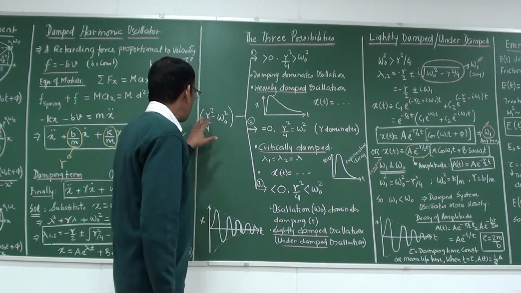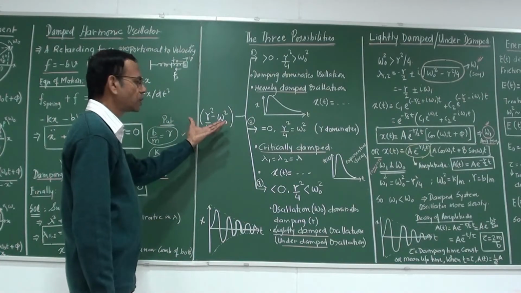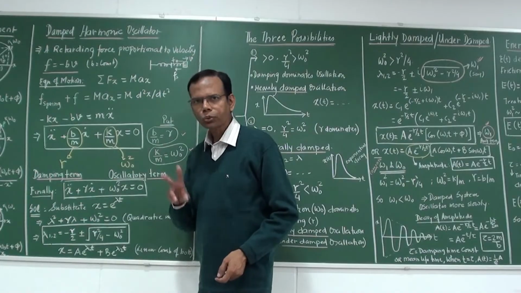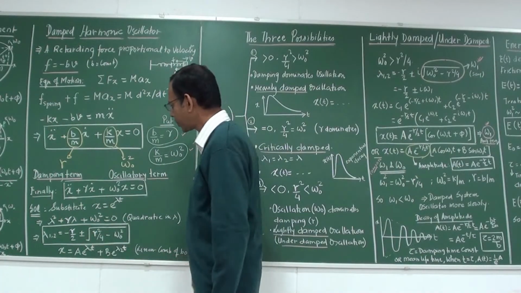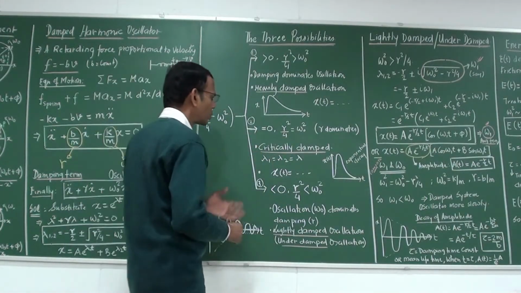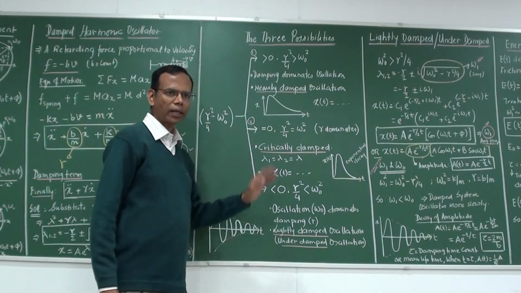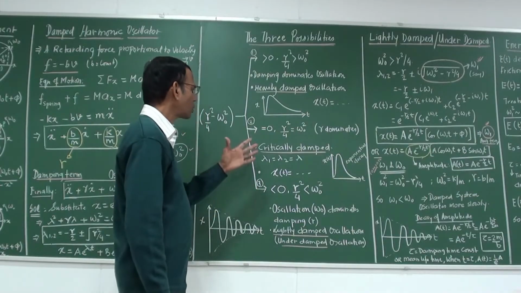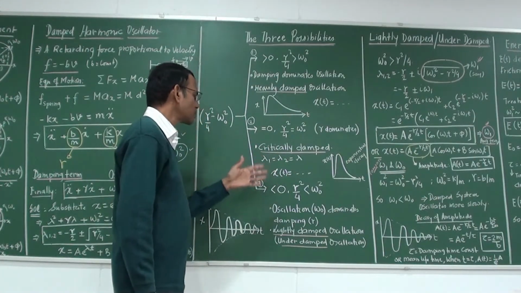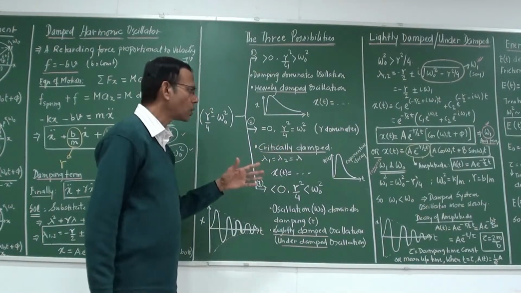The second case is when they are equal. That means gamma square by 4 is equal to omega 0 square. At that time, this particular quantity will be 0. If this quantity is 0, then you will see it has two roots, but both the roots are minus gamma by 2. So both the roots are the same. So lambda 1 is equal to lambda 2 is equal to lambda, and that will be equal to minus gamma by 2 because this quantity is 0. At that time, the solution that we write is a e to the power of lambda t, plus b into t, that is multiplied by t, e to the power of lambda t. That is how the solution is for that type of case.